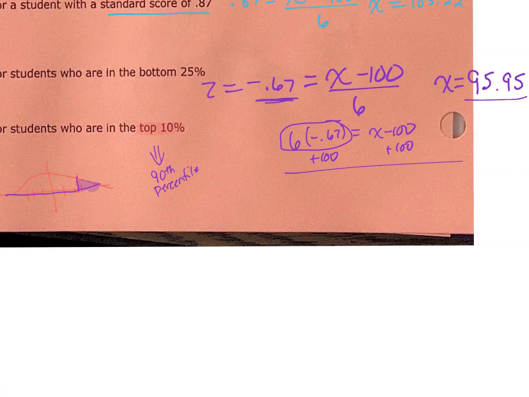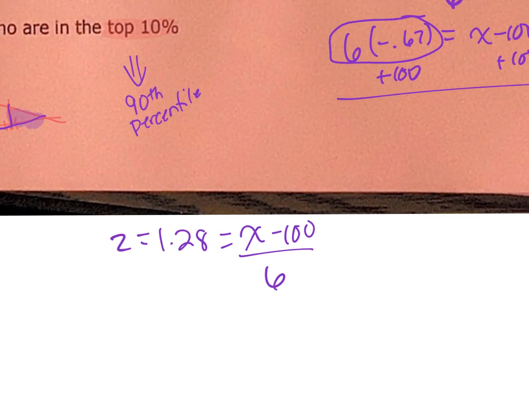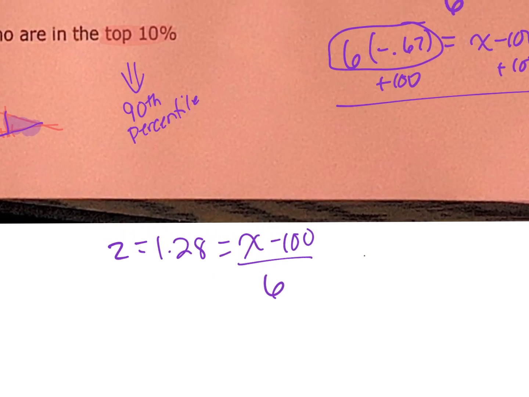1.2, yeah, 1.28. So our z-score is 1.28, and that's equal to x minus 100 all over 6. We cross multiply. Wait, where do you get the 6 from? That's our standard deviation. Oh. So cross multiply by the 6, add the 100, and what do we get? We get x is equal to 107.68 for an actual score. Okay.